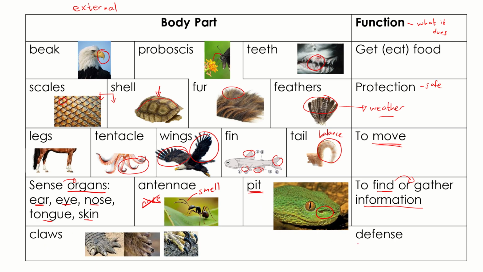The last thing is defense. So over here we have different pictures of claws. It's kind of like nails, but very sharp and hard. These claws are used by animals for defense, like when they want to fight. Okay, defense, when they want to keep themselves safe from something wanting to hurt them or fight them.